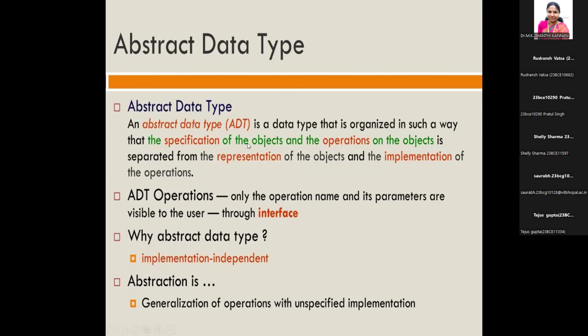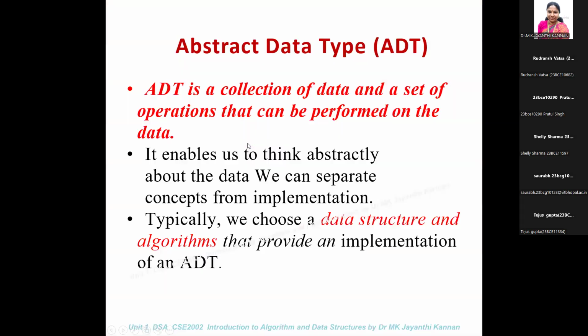So abstraction is nothing but taking the collection of data and the set of operations that can be performed on the data. So the best example for an abstract data type is called a class. So any doubt about what an abstract data type is, its definition and explanation?